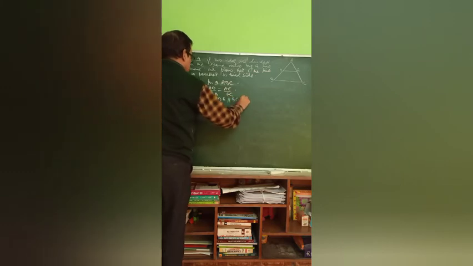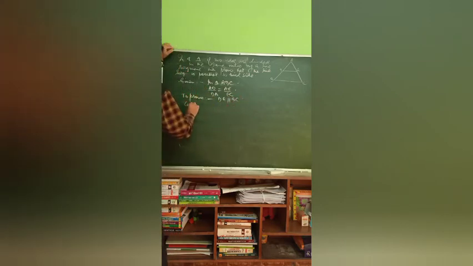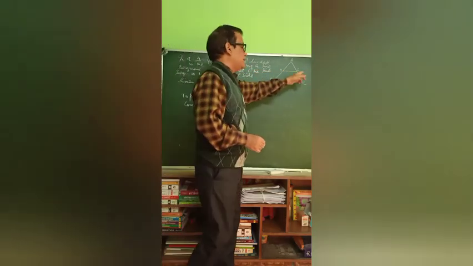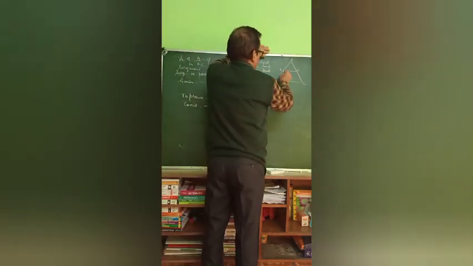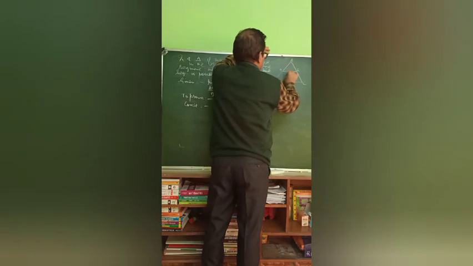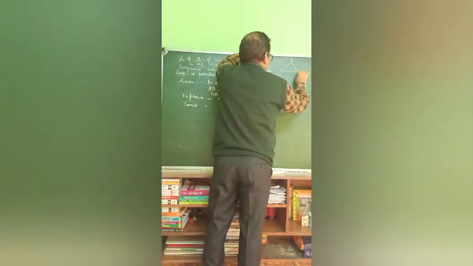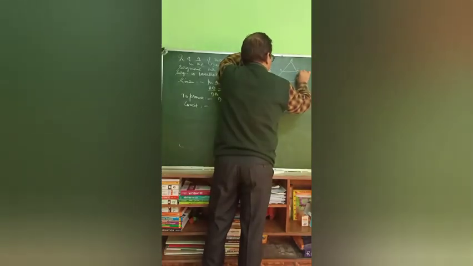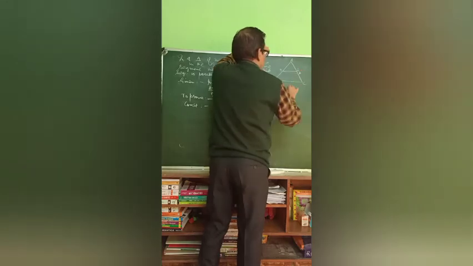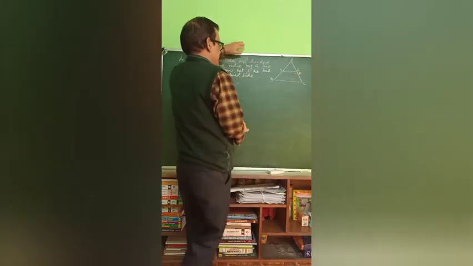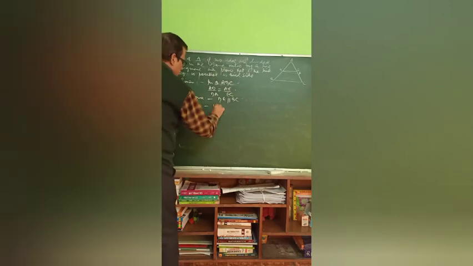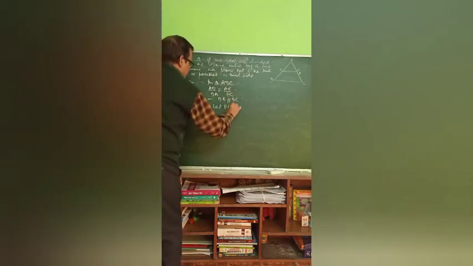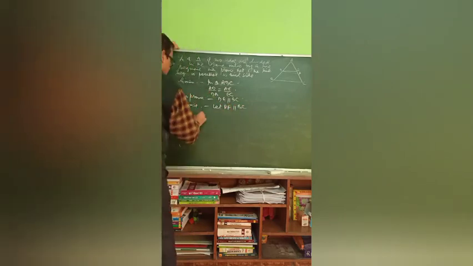Construction: let us take that DE is not parallel to BC. Let DF be parallel to BC. Proof.